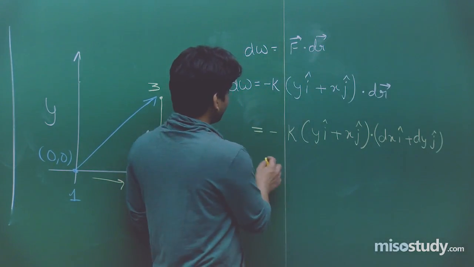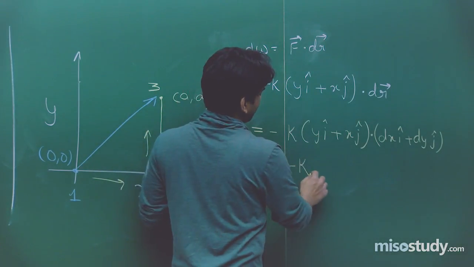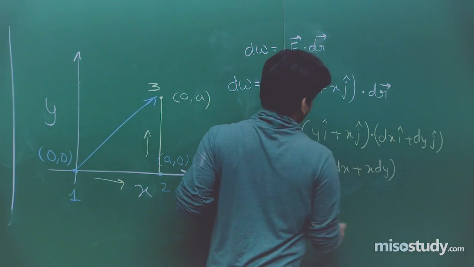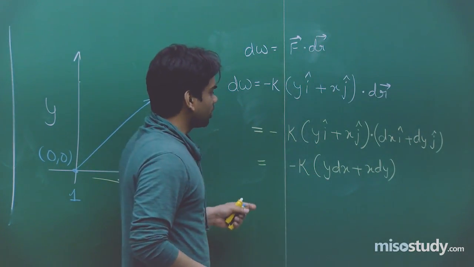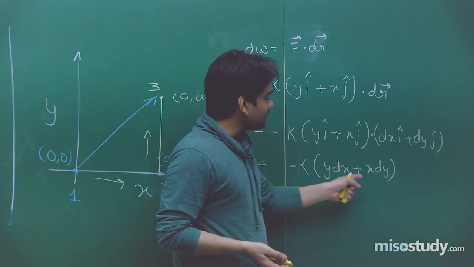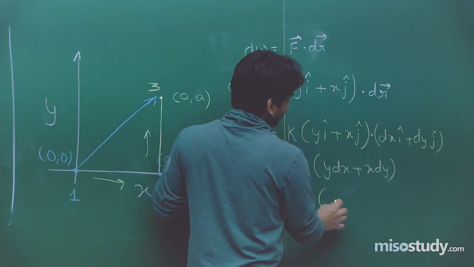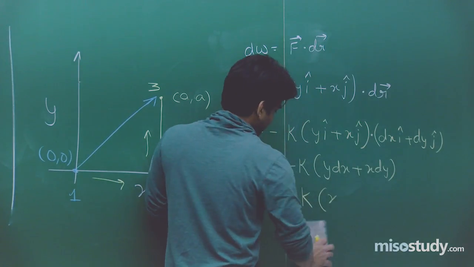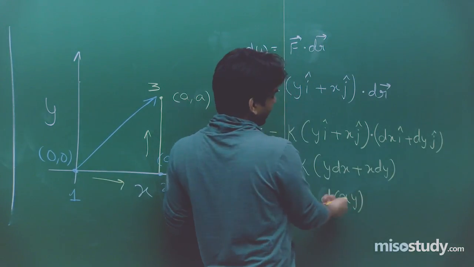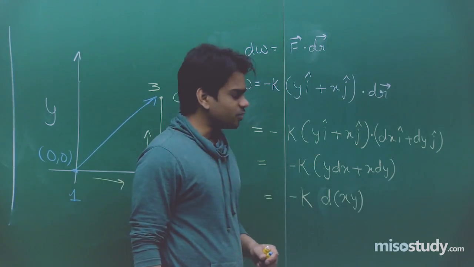See what we are going to get. We will be getting here, and again we have to integrate also, so I will write here minus k times y dx plus x dy. I hope this is clear to you all, how we have got this minus k times y dx plus x dy. Now you see here, I will write this term in a different way, minus k, and here we can write this as the differential d of xy. If you open this, you will get y dx plus x dy. So we can write this as the differential of the xy term.